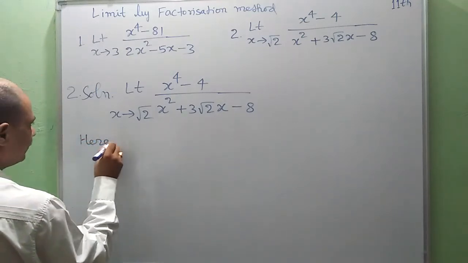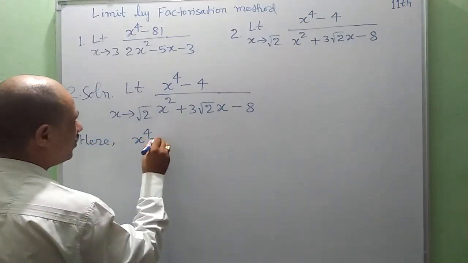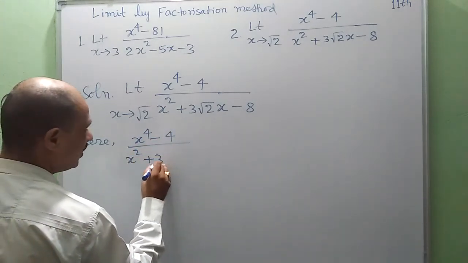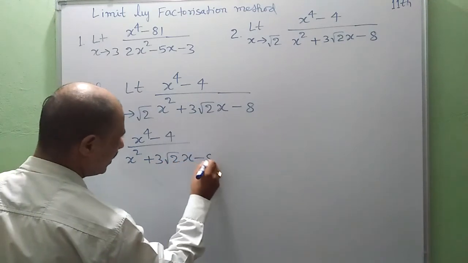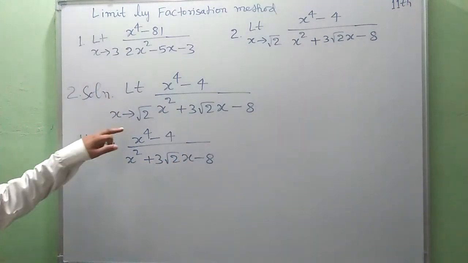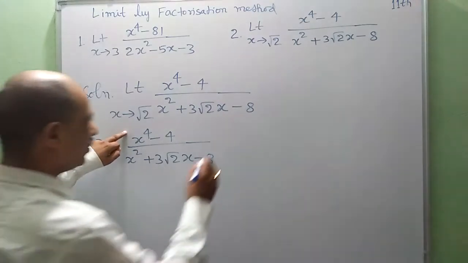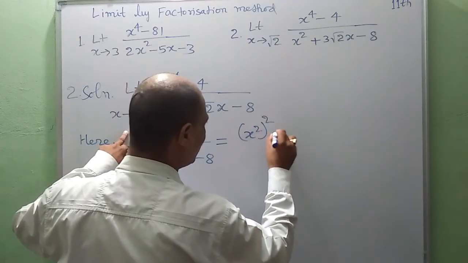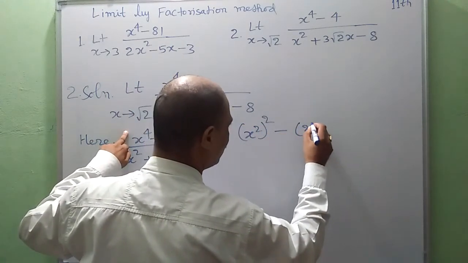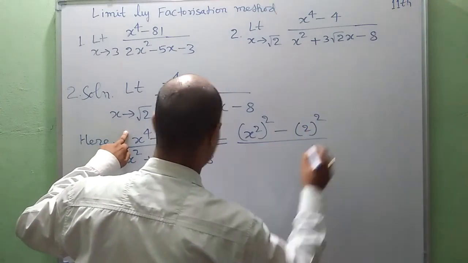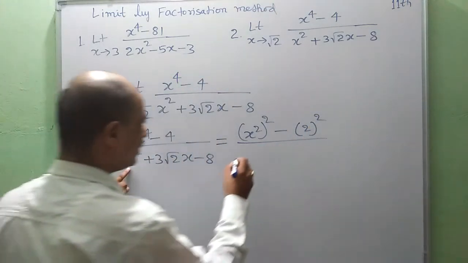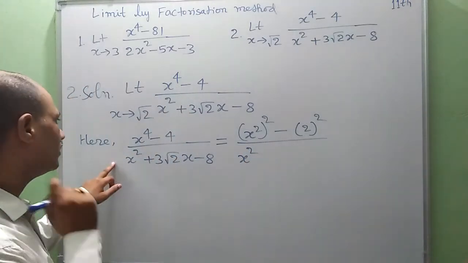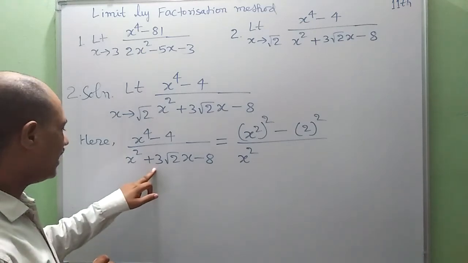Here, (x^4 - 4)/(x^2 + 3√2x - 8). We have to factorize its numerator and denominator both. The numerator will be (x^2)^2 minus 2^2. The denominator will be like this, x^2 ... minus 8. The 3√2x we can write like this.